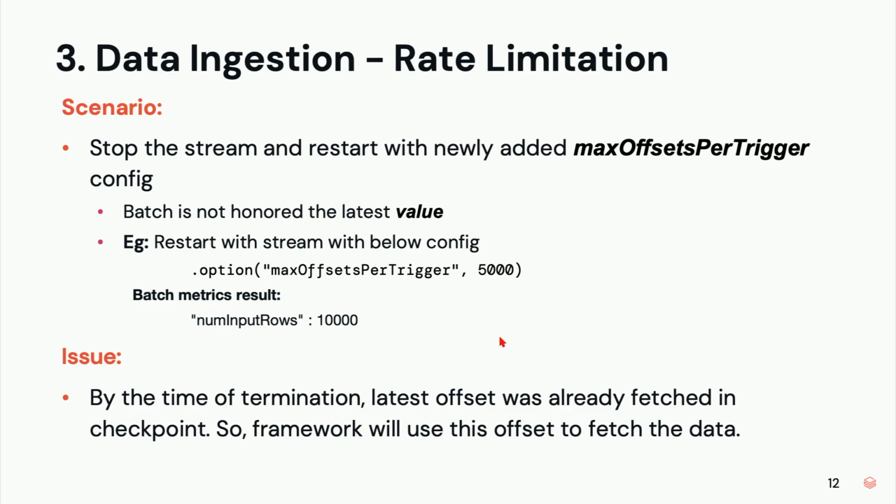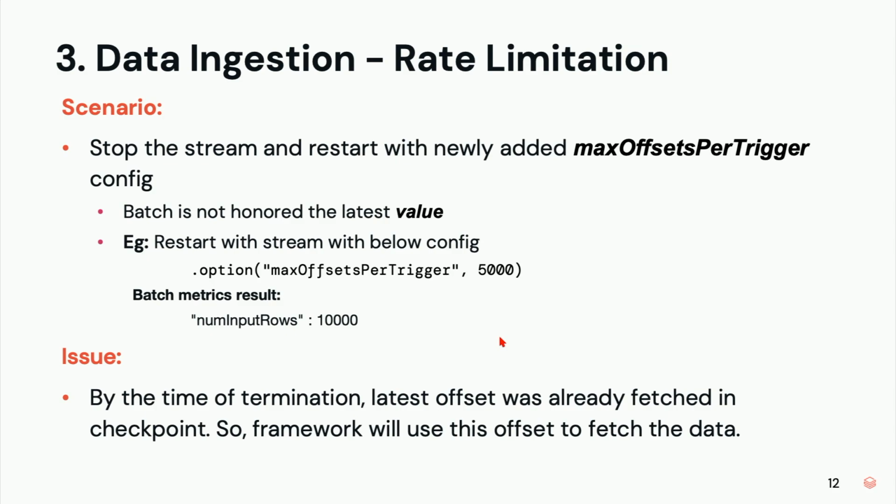So based on the scenario, the user decided there is a rate limitation. I want to fetch the data from Kafka, and my application is currently running. Let's stop the application and restart it with maxOffsetsPerTrigger. After executing, it was running for some time. When he observed the logs and the display metrics, he saw a typical behavior. For the first batch, it was showing something different from what he had given. For example, maxOffsetsPerTrigger is given as 5,000, but the number of input rows is showing as 10,000.